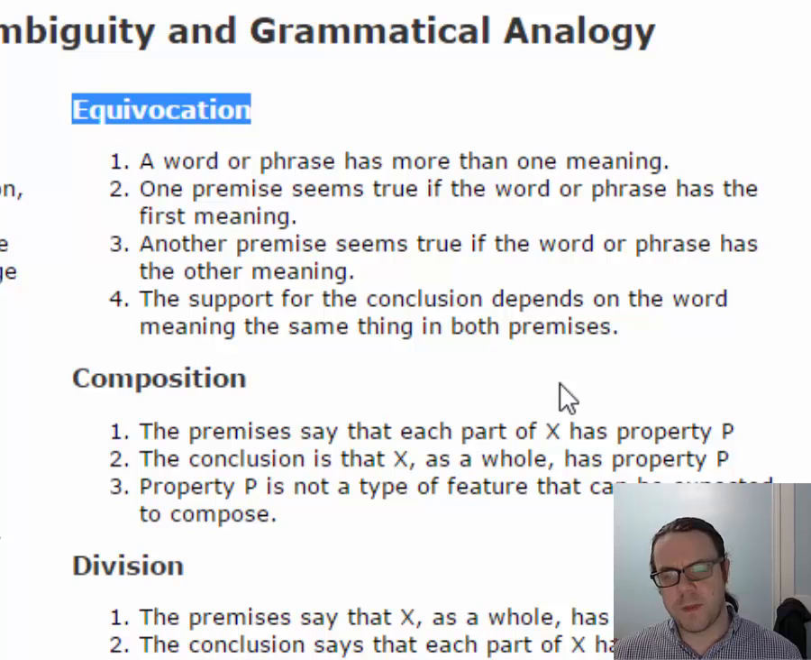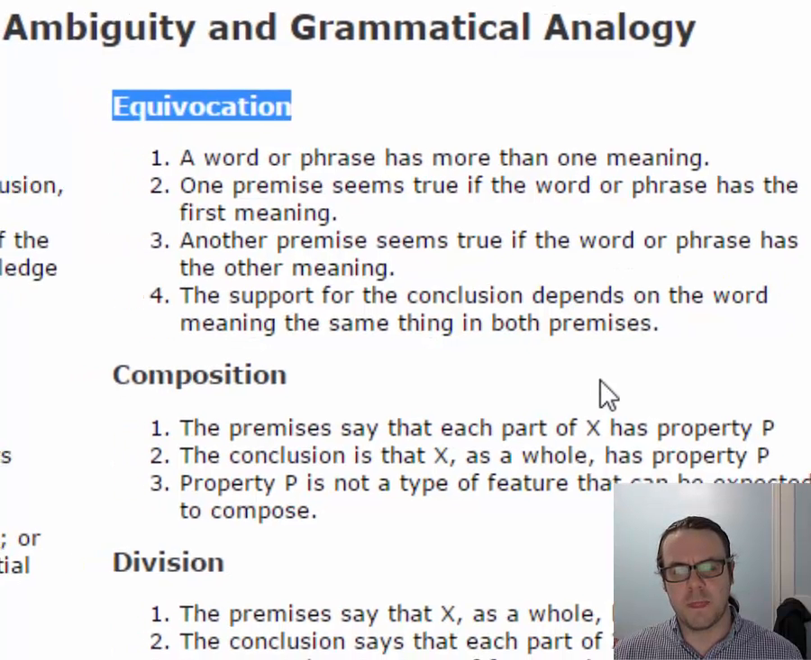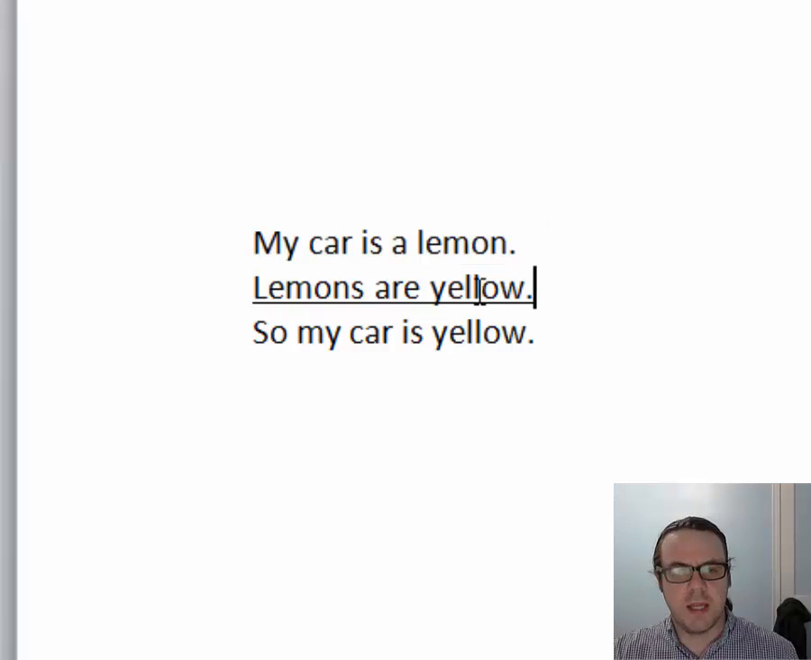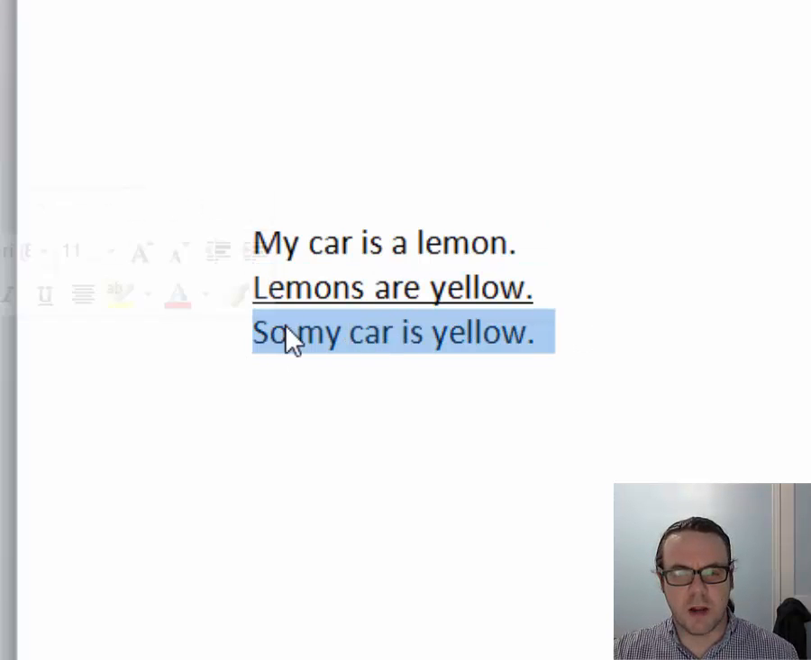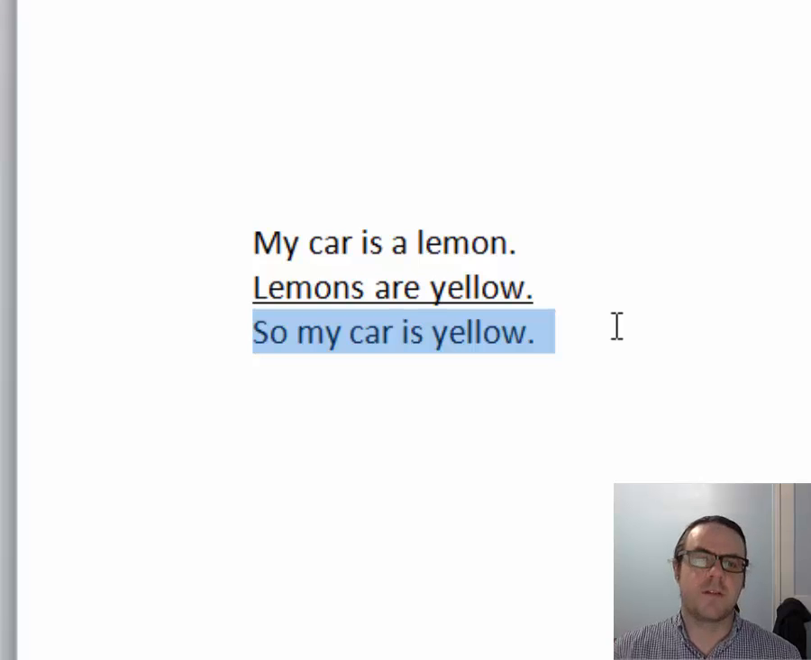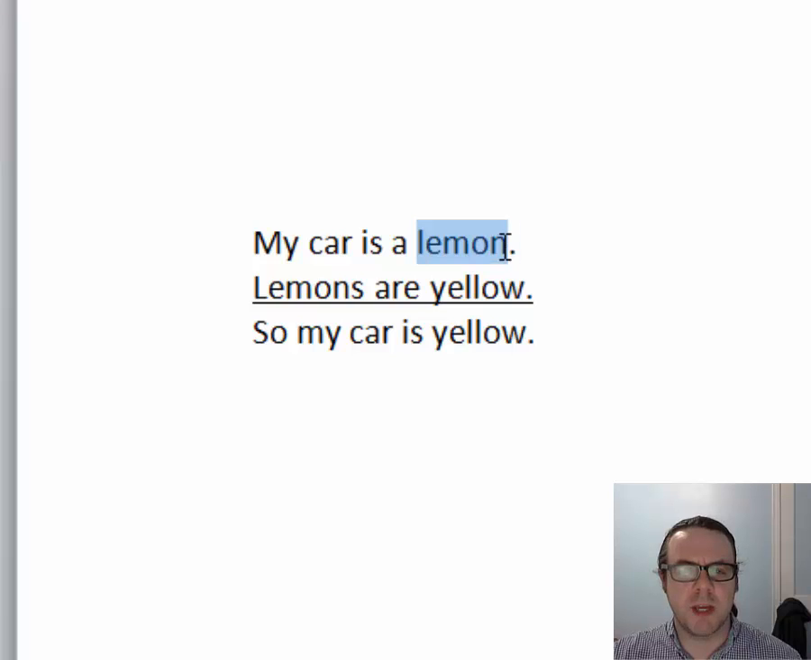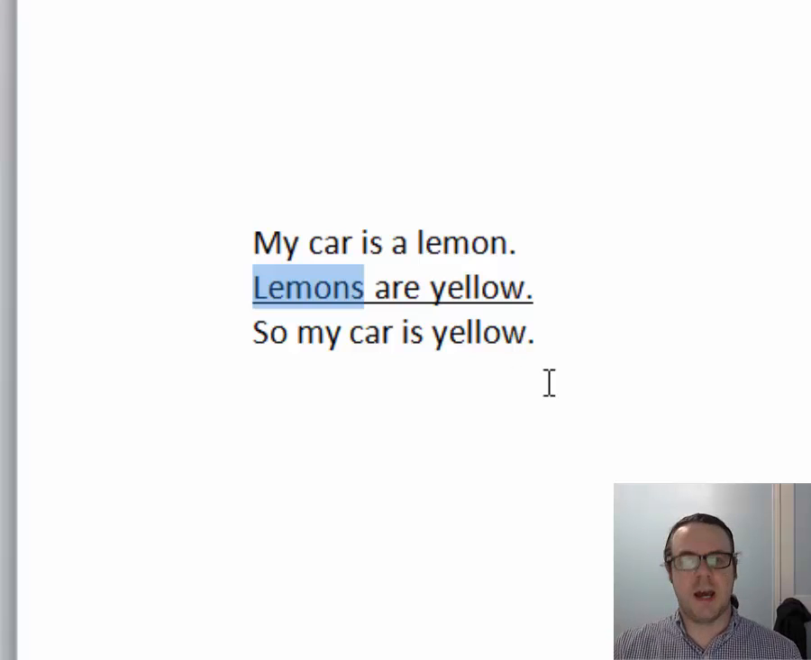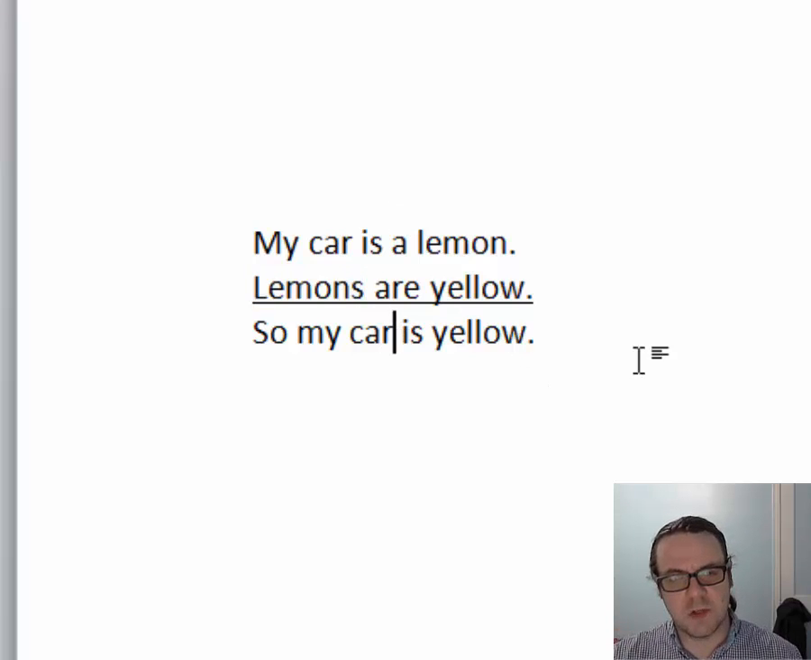So let's say, for example, I make the argument, my car is a lemon, and lemons are yellow, so therefore my car is yellow. This is a silly example. We like to start with silly examples a lot of the time. The statement, my car is a lemon, if you see my car, seems like something true, right? It sounds like I'm saying something true if I say my car is a lemon. At the same time, when I say lemons are yellow, that also seems true. And then I'm putting the two together to get the conclusion that my car will be yellow.